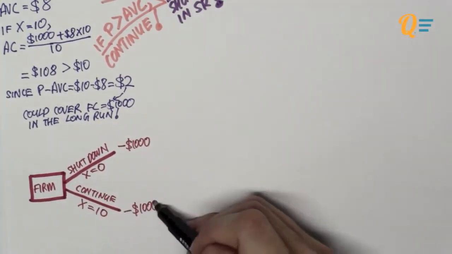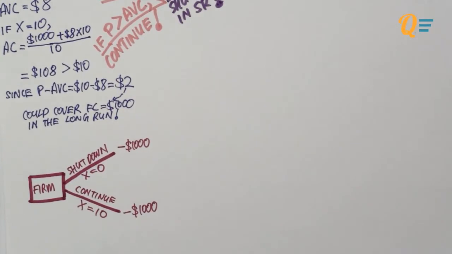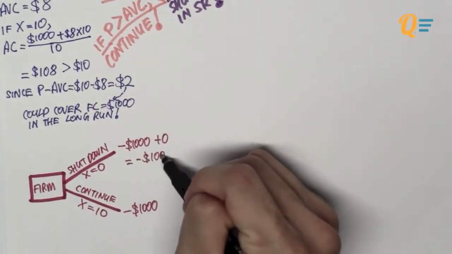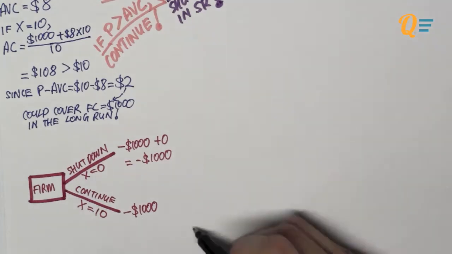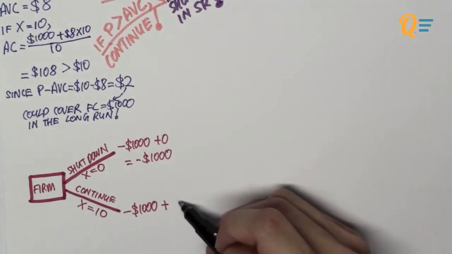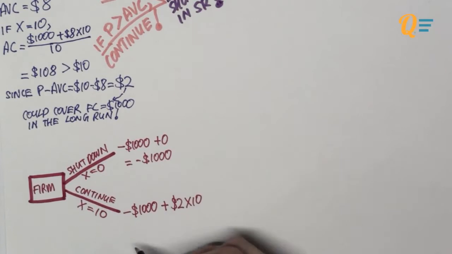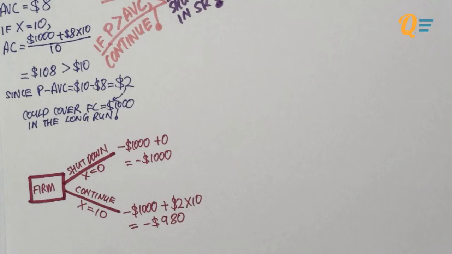Now the truth is, whether he chooses to shut down or continue, he's going to incur a loss of $1,000. Okay, so let's say he chooses to shut down, he's going to incur that $1,000 loss and he's going to make 0 revenue. So his overall outcome is going to be losing $1,000. But if he chooses to continue and produce up to 10 units of X, he still has a chance of earning the margin of $2 per product. So he's going to end up with only a loss of $980.